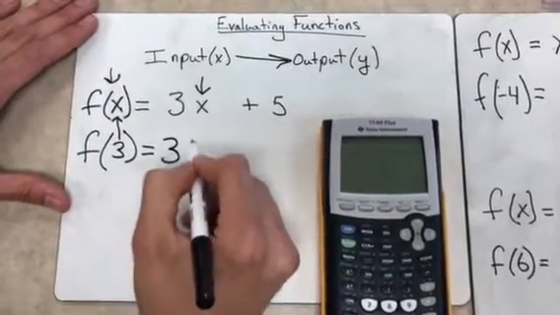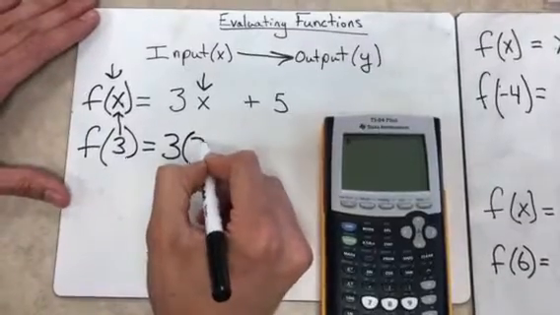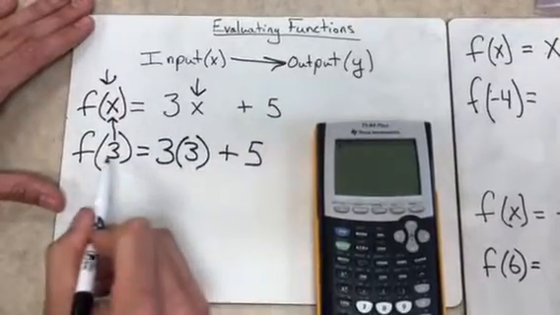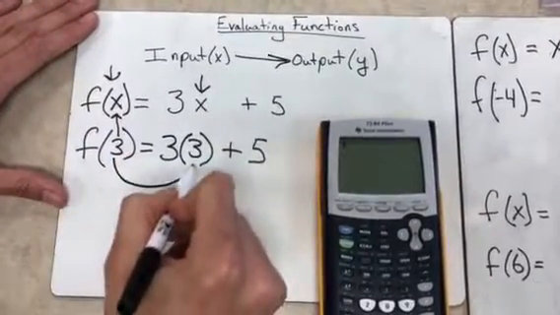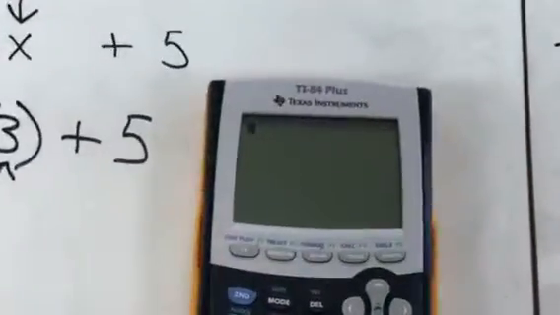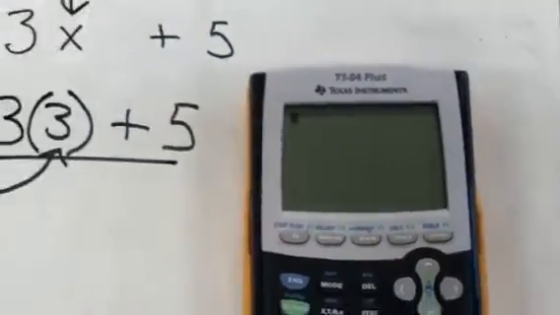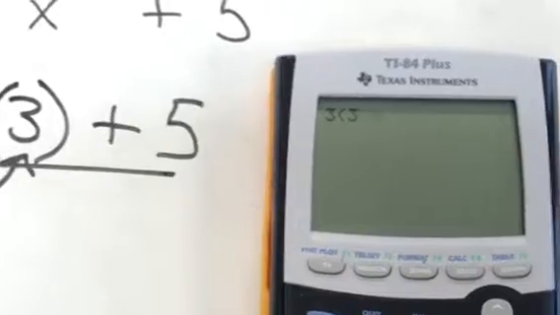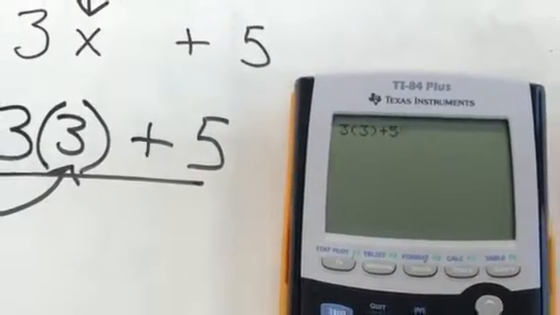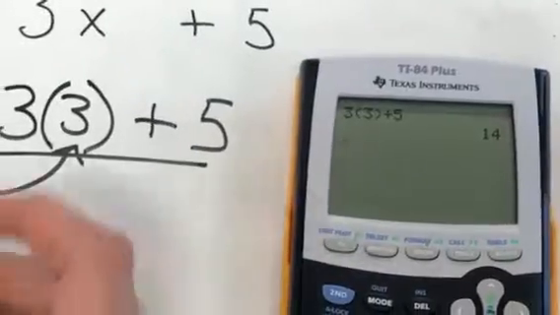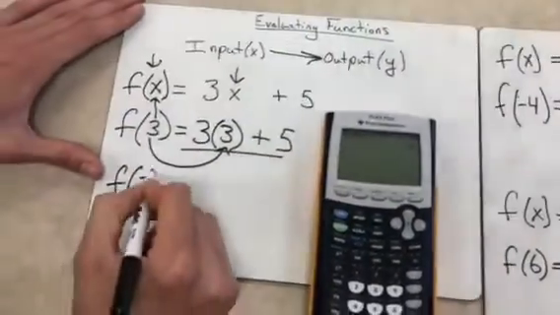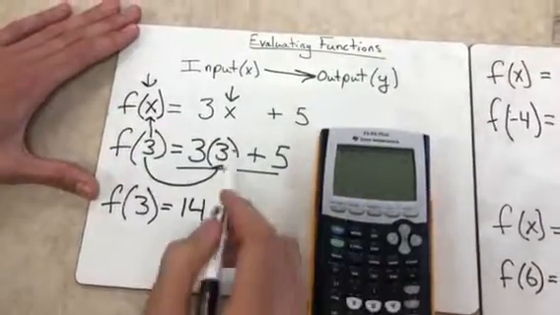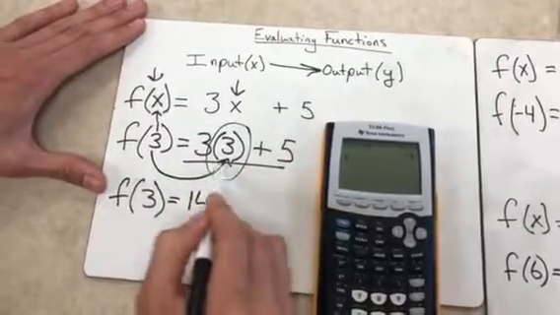So I would write this down as 3, and I put my input in parentheses, plus 5. If you notice, I wrote everything the same, but I plugged in my input into the x variable. To evaluate this, I'm going to plug in what you see on the right side of the equation into my calculator. 3, parentheses, I put my input in there, plus 5, and I click enter, boom. So this tells me that for the input of 3, the output is 14. I'll say this again, you must always put your input in parentheses.